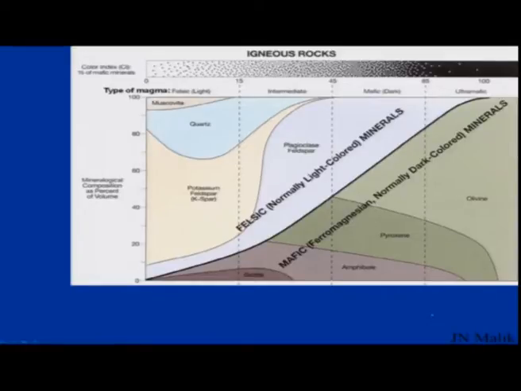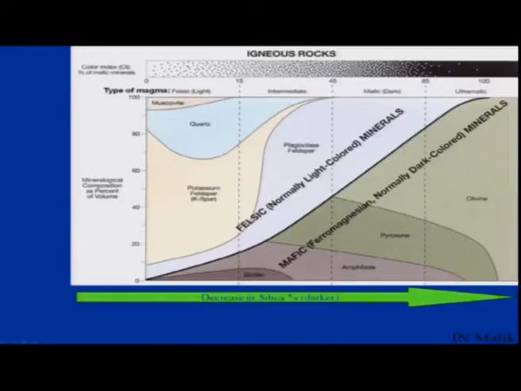Okay. So it shows that the felsic are normally lighter colored minerals, and mafic, ferromagnesian, are normally darker colored minerals. So these are grouped in the darker colored minerals: olivine, pyroxene, amphibole and biotite, whereas the lighter ones are potash feldspar, plagioclase, quartz and muscovite. Okay. So this is based on the color index.